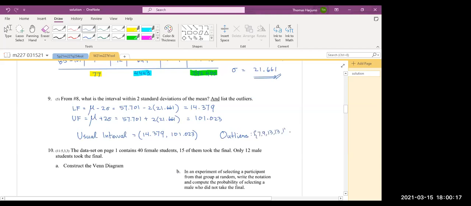Now, some instructors say you can just write the 13 once. Some instructors say you should write it twice. Either way is okay, but I will write it twice. So this will be the usual interval, twice the standard deviation away from the mean, and these are the outliers. Of course, you need to show this also.